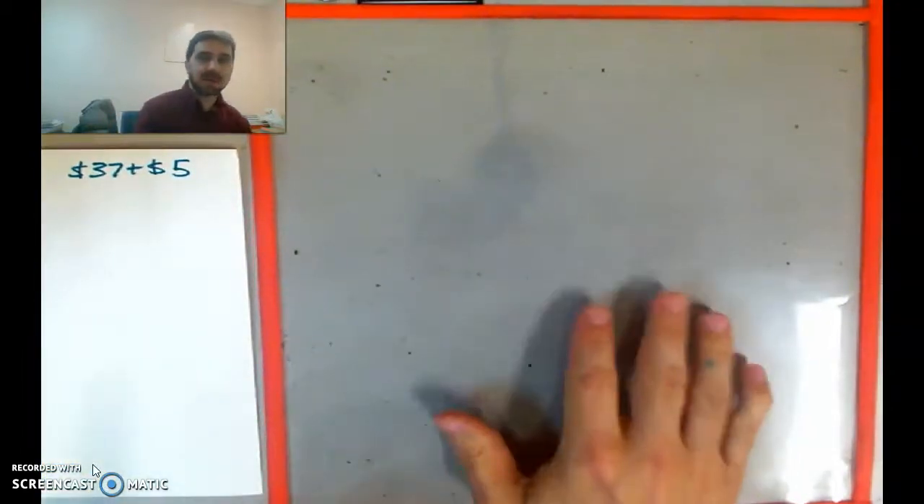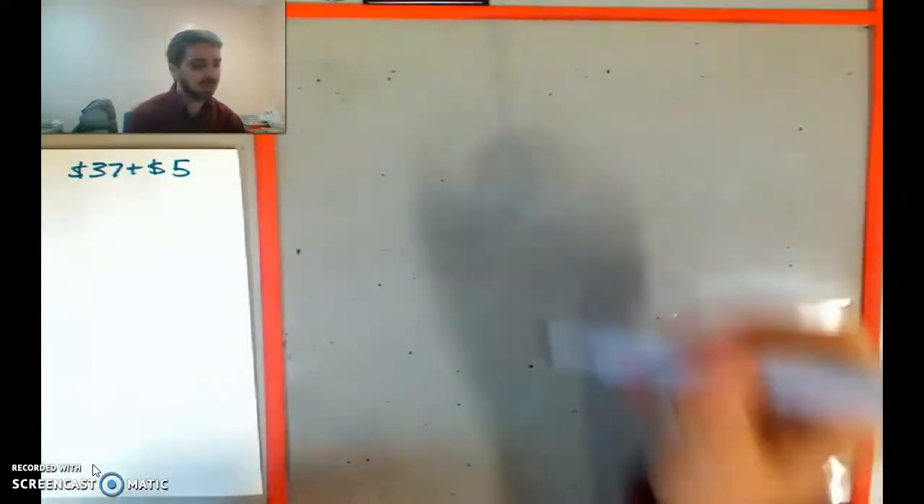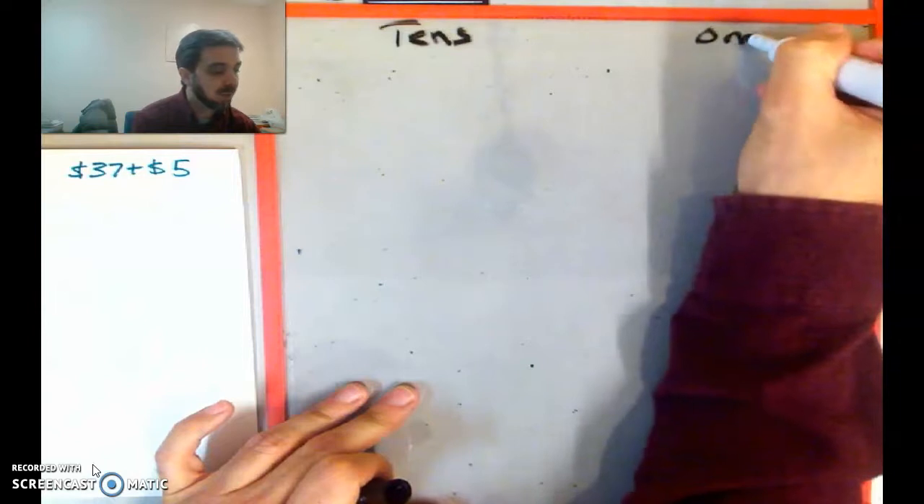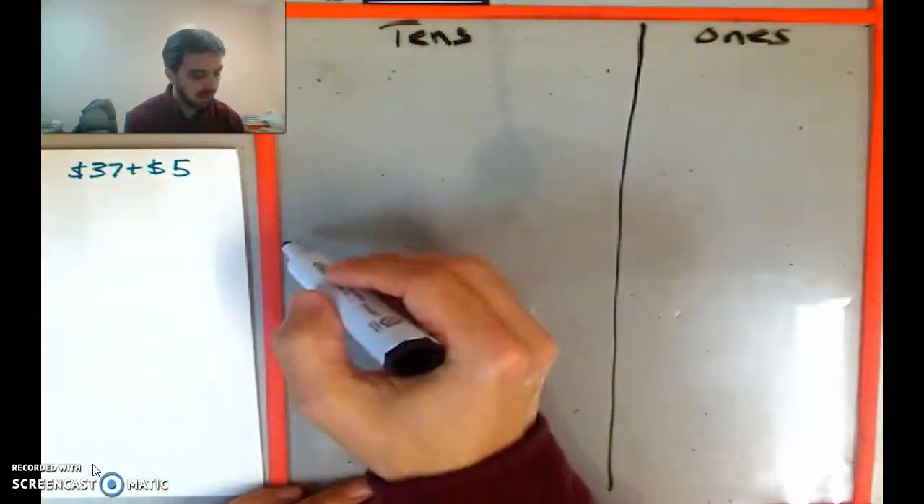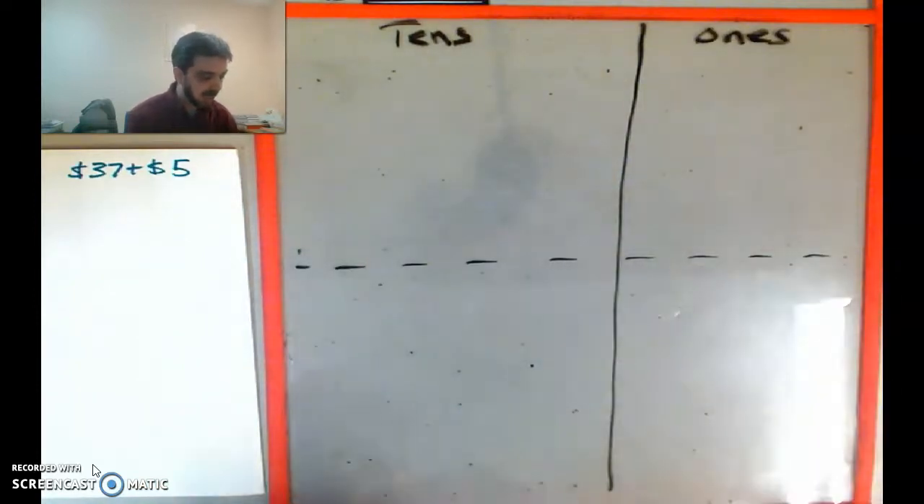So again, I've got my place value dry erase sleeve. I'm going to put 10s up here, 1s over here. Okay, I'm going to draw a dotted line in the middle, and let's take a look.